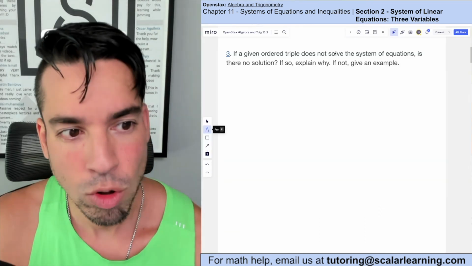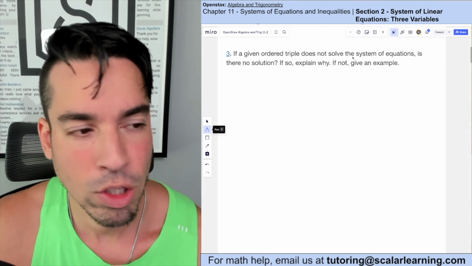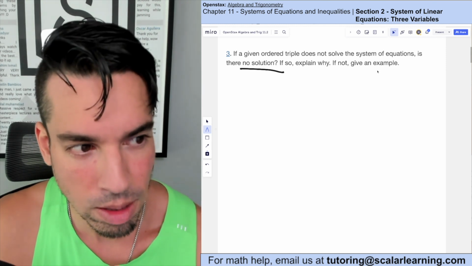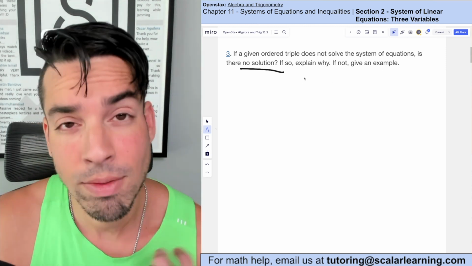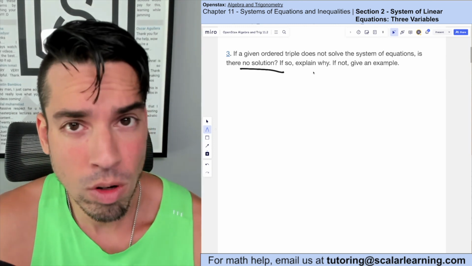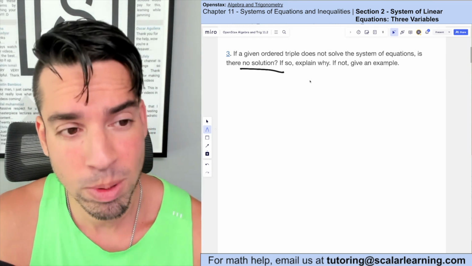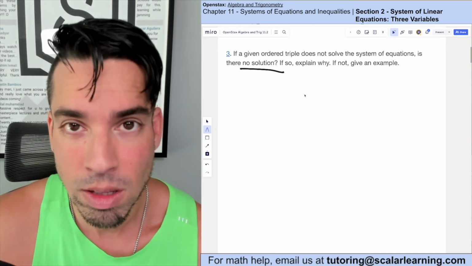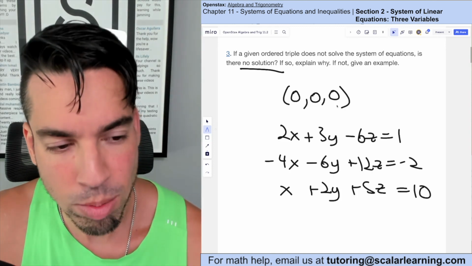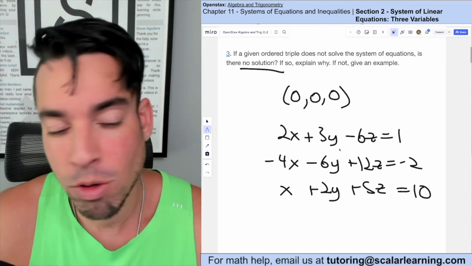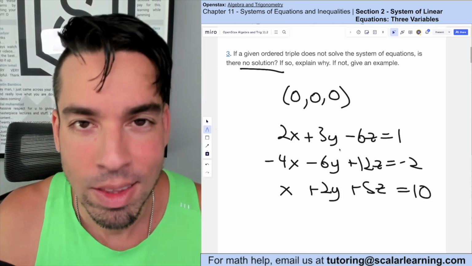Done. If a given ordered triple does not solve the system of equations, is there no solution? If so, explain why. If not, give an example. So this is definitely not true. Obviously, you can be given a triplet of x, y, and z values, and it may not be a solution to a particular system, but obviously there could be a different one. So I'm going to give you the example that they give in the back of the book. In this case, 0, 0, 0 doesn't work, but of course there are other potential solutions. So that's how you do it.